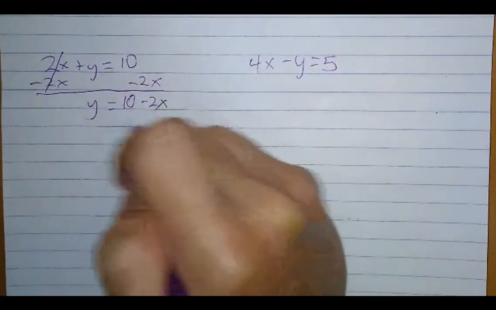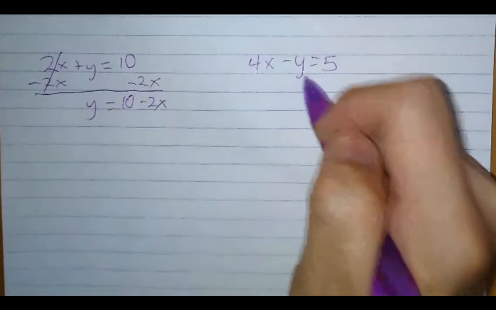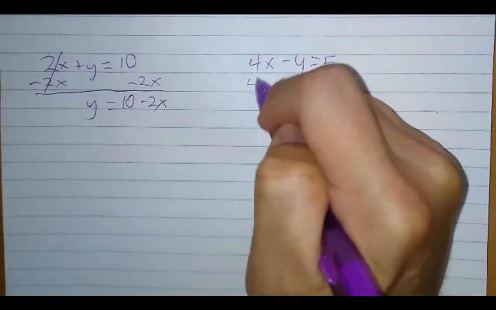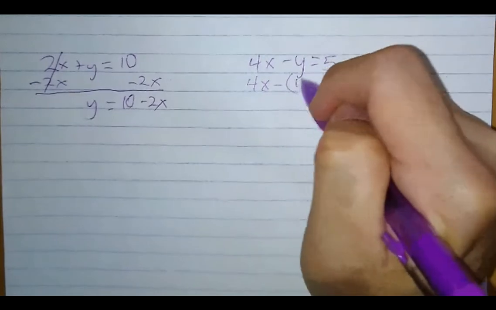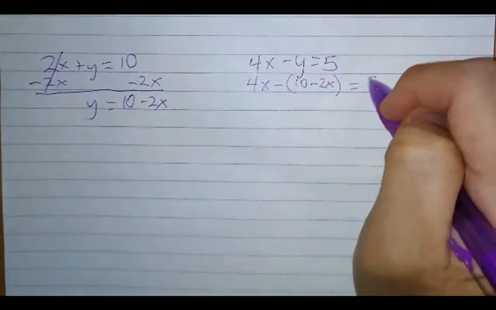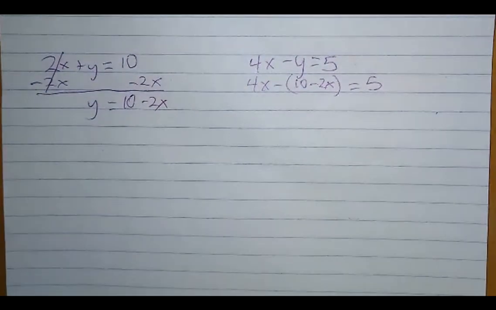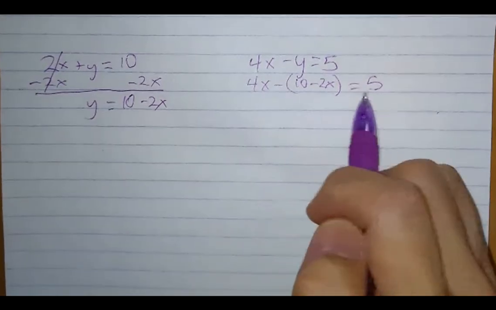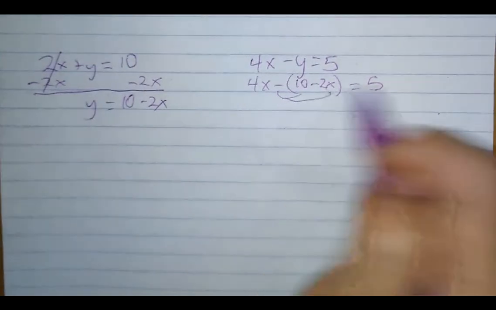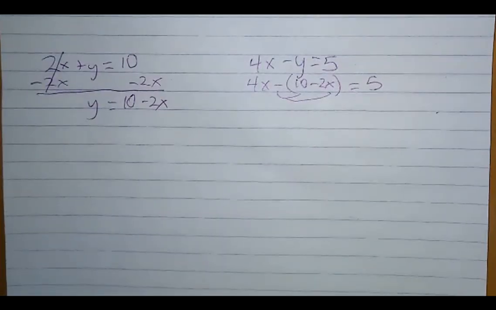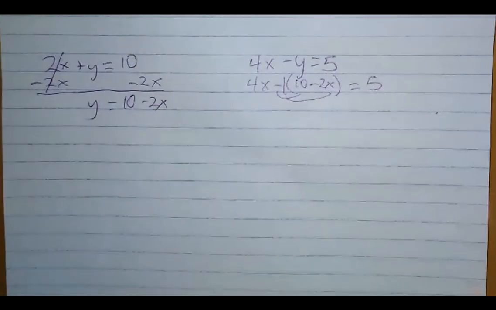Now we take this expression and we're going to replace y in the second equation. 4x minus, and in place of y, we're going to put 10 minus 2x. Okay, now that we substituted for the y, we can start to solve because the entire equation is only x now. This negative has to be distributed to everything in the parentheses.